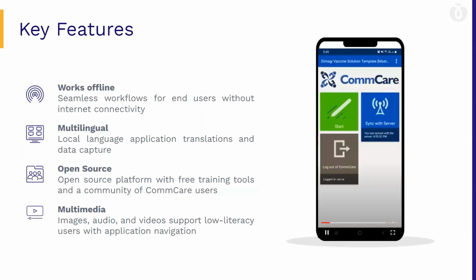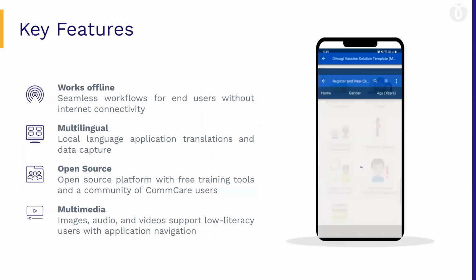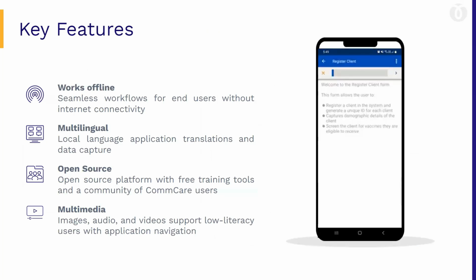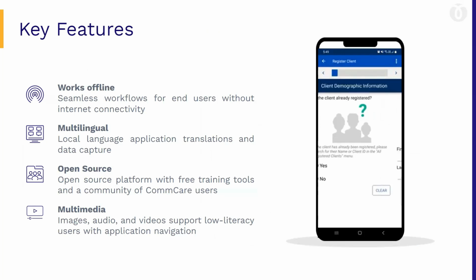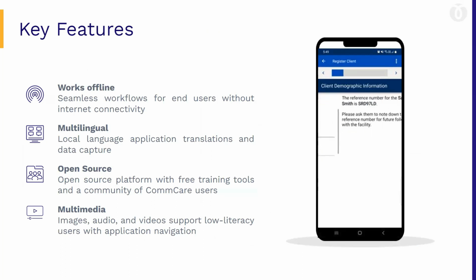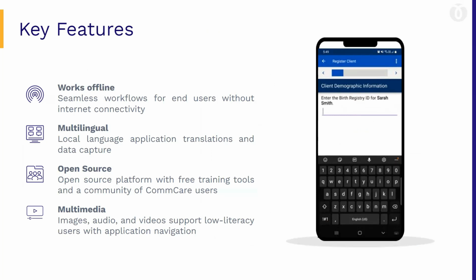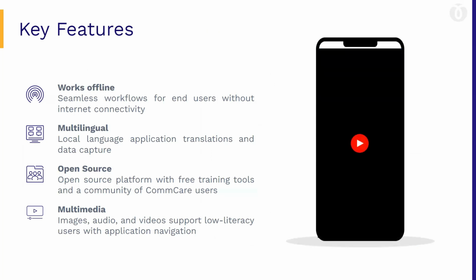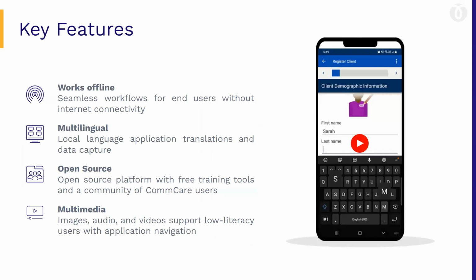Since the Dimagi vaccine solution is built on CommCare, it also enjoys the features of a solution designed for service delivery at the last mile. The solution works without an active internet connection, can be translated into any number of languages, utilizes all open source components, and includes rich multimedia to help low literacy users with application navigation. In addition to these specific features, the CommCare platform has been proven at scale, making it possible to deploy the solution at a national or cross-national level.